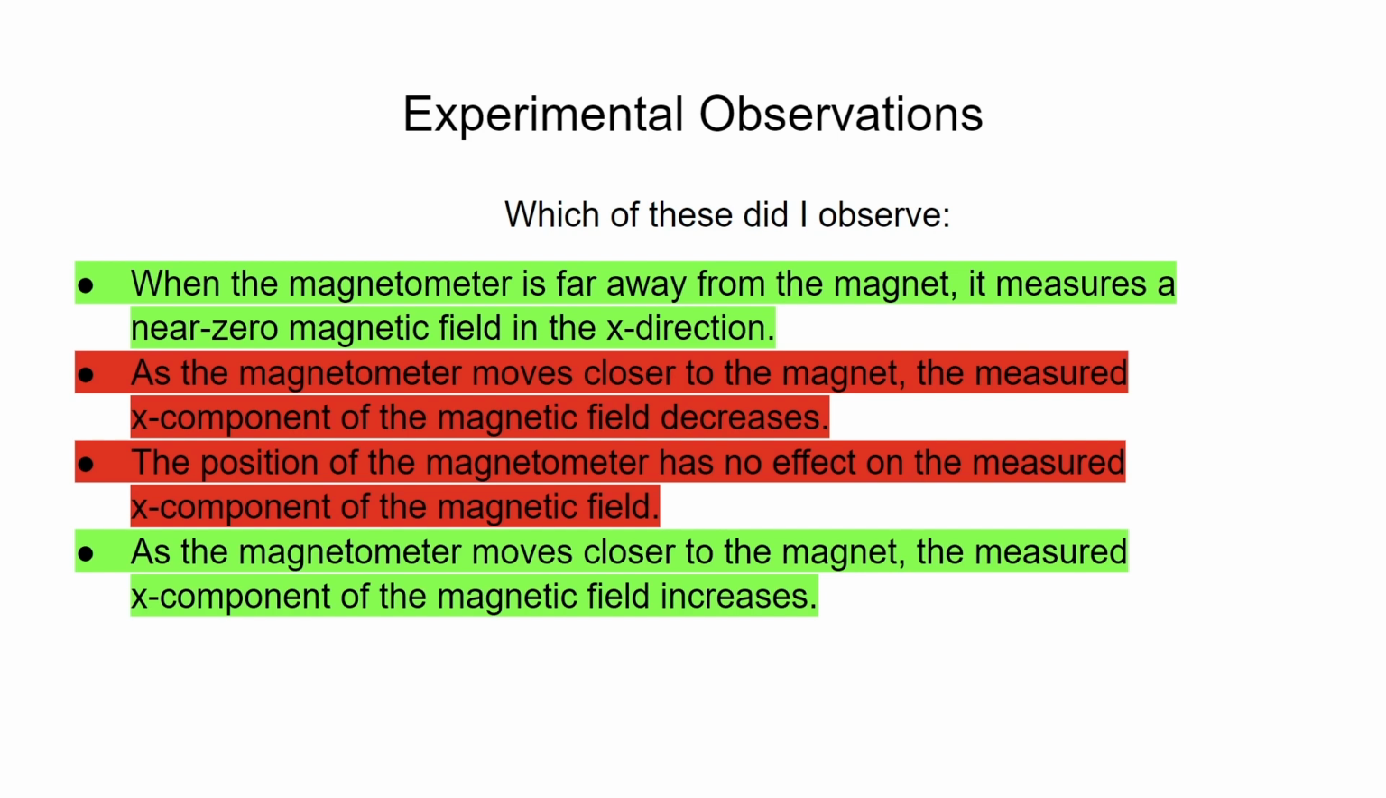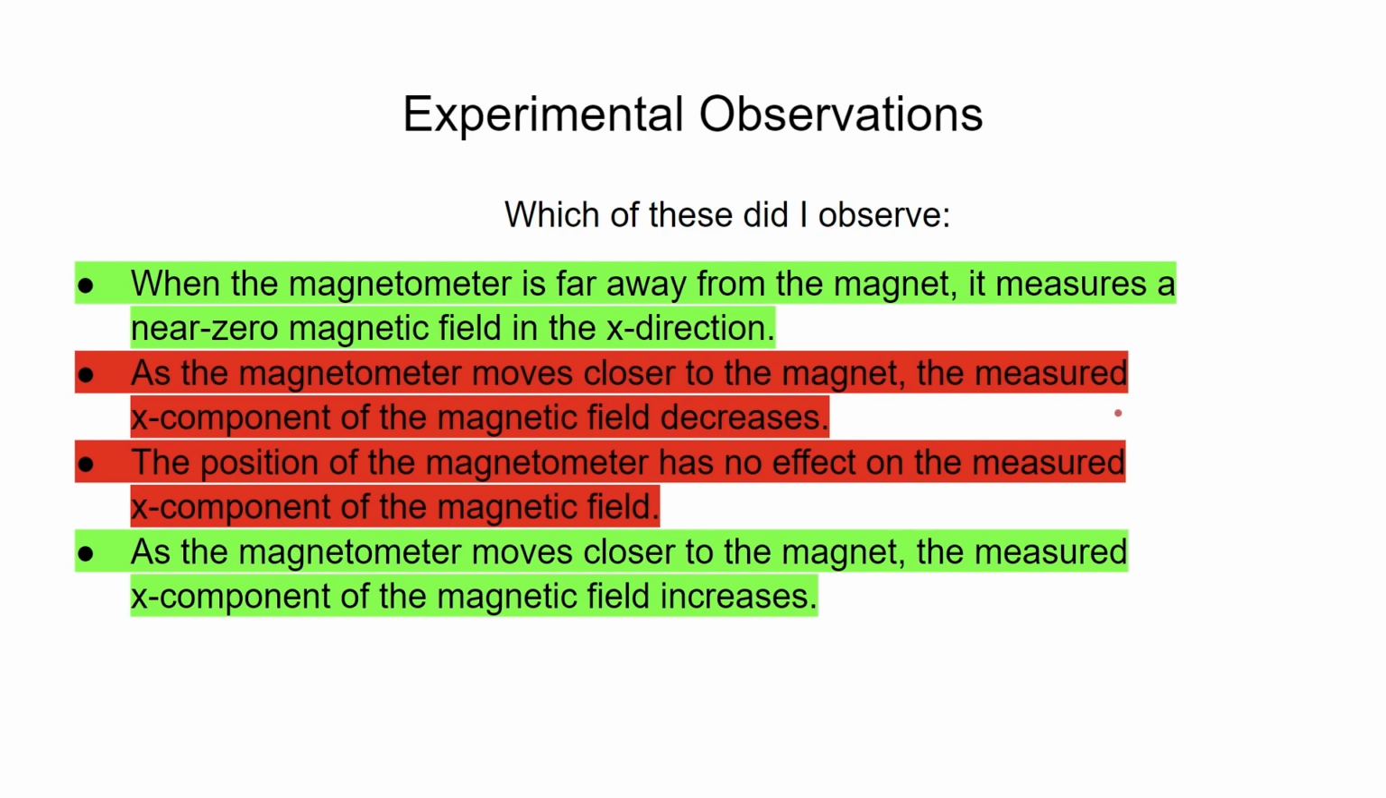Experimental observations. So here are the 4 statements we were given. The ones I observed in green are these 2. When the magnetometer is far away from the magnet, it measures near zero magnetic field in the X direction. And we also observed that as the magnetometer moves closer to the magnet, the measured X component of the magnetic field increases. These 2 were not observed in our experiment.